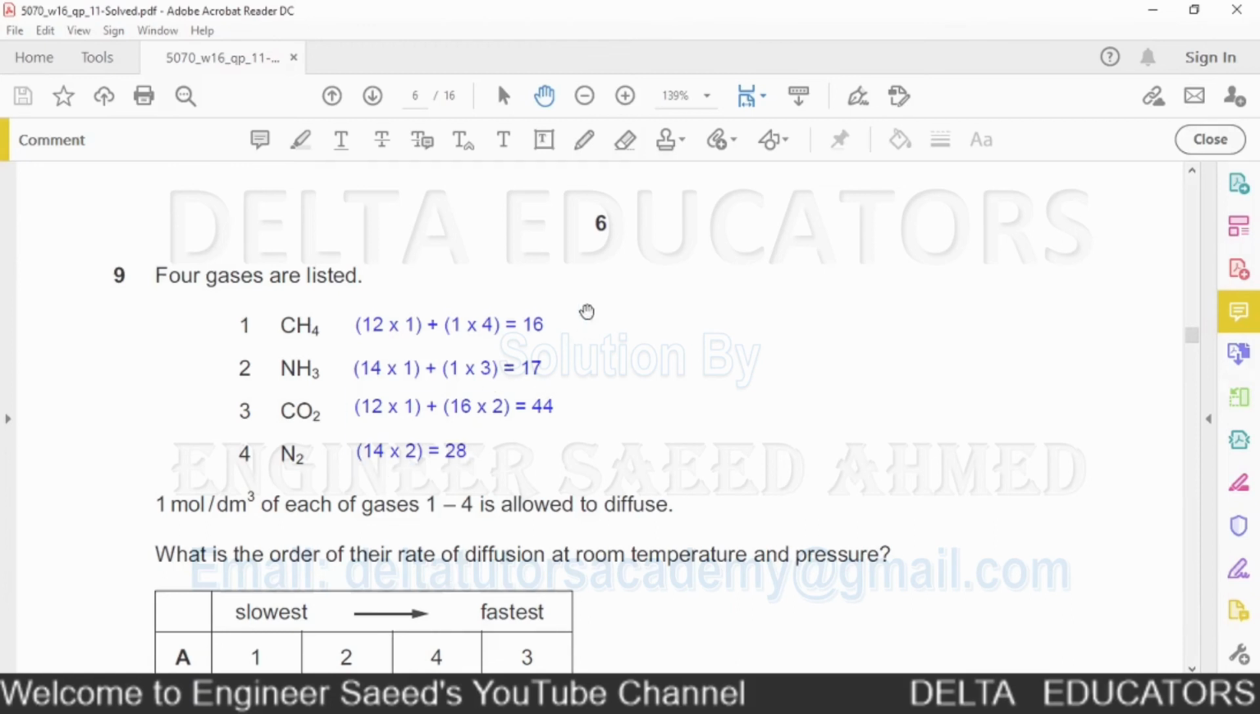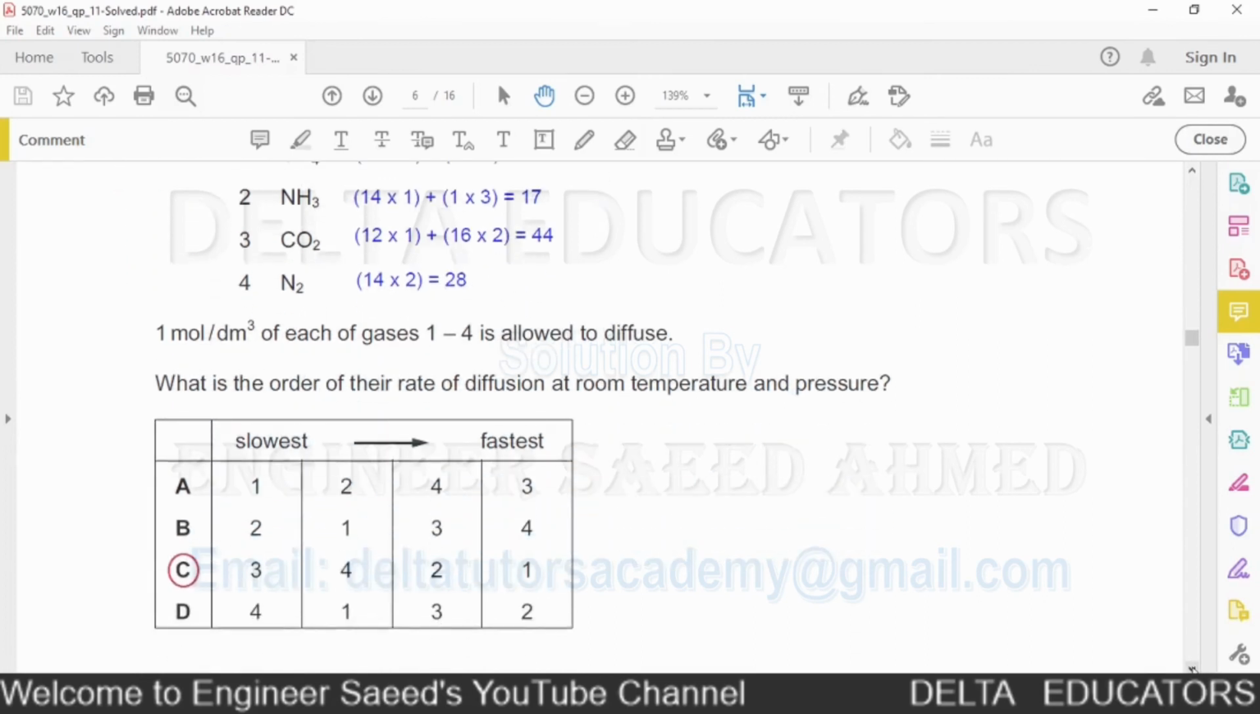So the slowest one will be the gas which has the greatest molecular mass. Now if we check the molecular mass of methane, ammonia, carbon dioxide and nitrogen, the most molecular mass is in carbon dioxide, that is 44. So the rate of diffusion will be slowest in carbon dioxide, that is given as number 3. Now number 3 is given only in option C. So the correct option is option C.